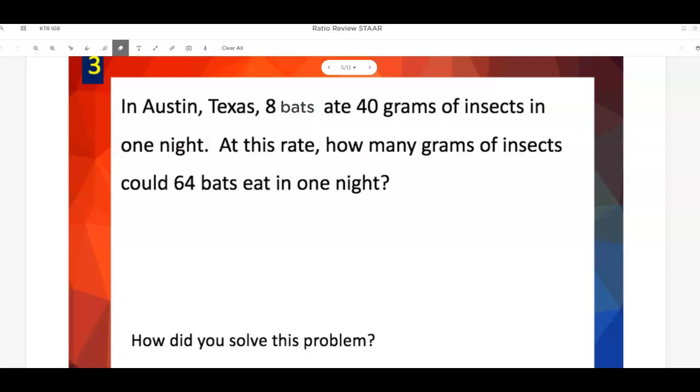In Austin, Texas, 8 cats eat a certain amount of insects. At this rate, how many rounds of insects could 64 cats eat in 1 night?